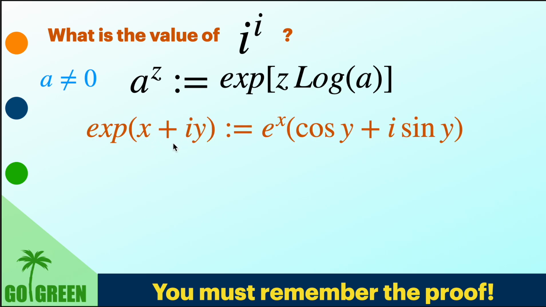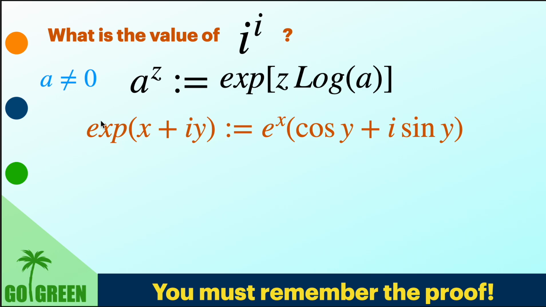x plus iy is any complex number. It can be 0, it can be any complex number, and that is of the form x plus iy. So for any x plus iy, exp of x plus iy is defined to be e to the power x times cos y plus i sin y. Simple. So x is any real number, y is any real number. For any of these real numbers x, y, e to the power x and cos y are always defined. Therefore this definition is well defined.